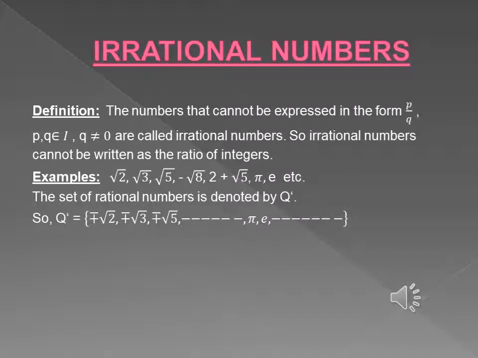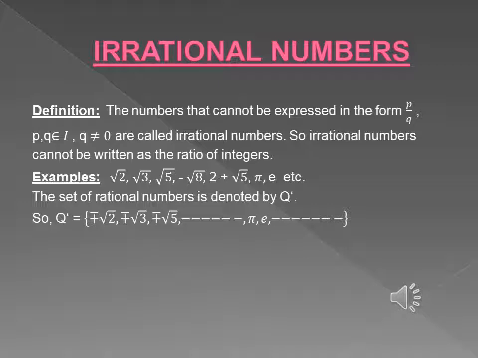The numbers which cannot be written in the form of p by q, where p and q belong to I and q is not equal to 0, are called irrational numbers. So we observe that all the numbers in square roots are irrational numbers. For example, square root of 2, square root of 3, square root of 5, square root of 6, and so on.